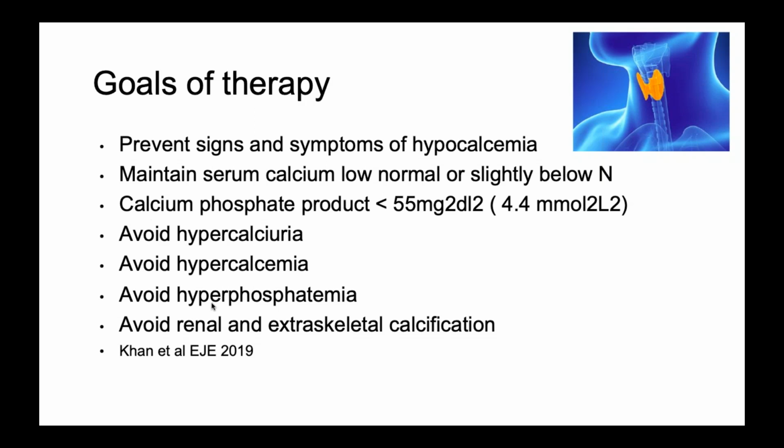We want to avoid hypercalciuria. Hypercalciuria is a problem. We want to avoid hypercalcemia that is detrimental to renal function. And we want to avoid hyperphosphatemia that contributes to ectopic calcification.